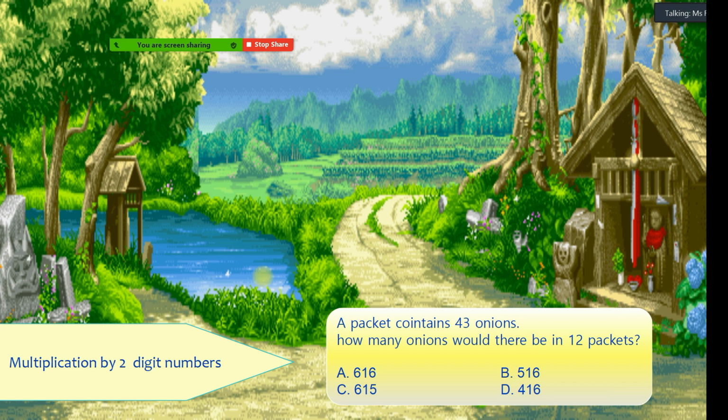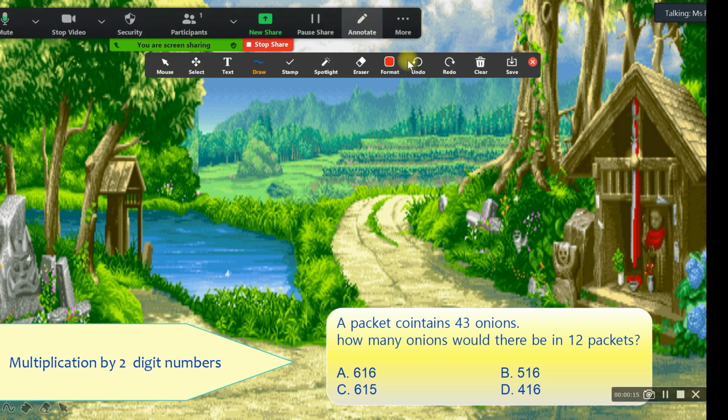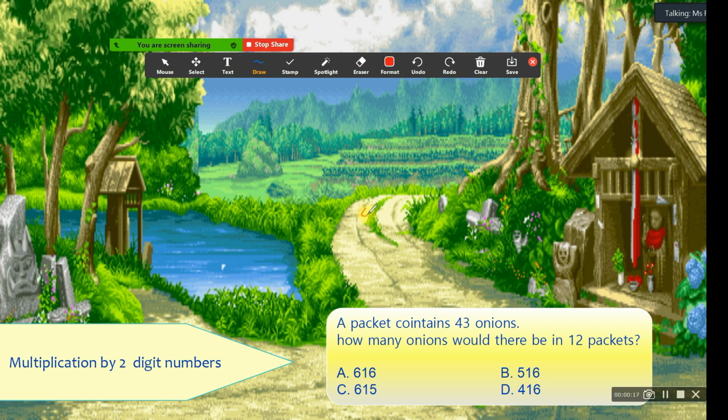The next is multiplication by 2-digit numbers. The example: a packet contains 43 onions. How many onions would there be in 12 packets? So we can multiply 43 times 12, because one packet contains 43.